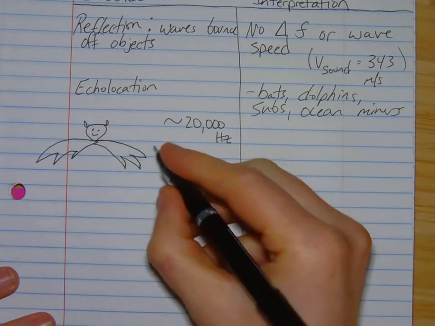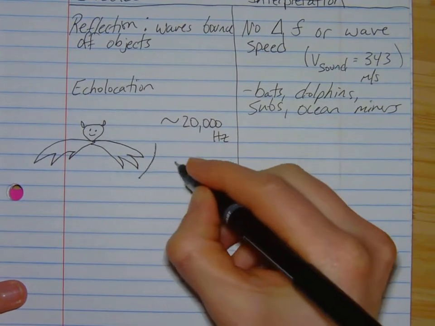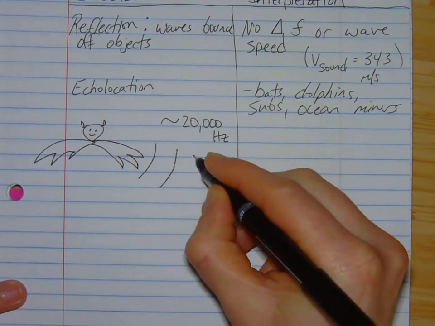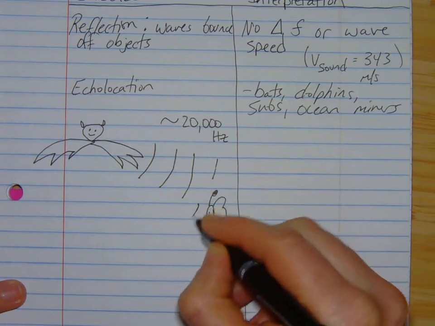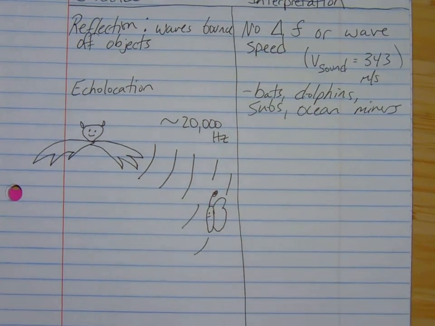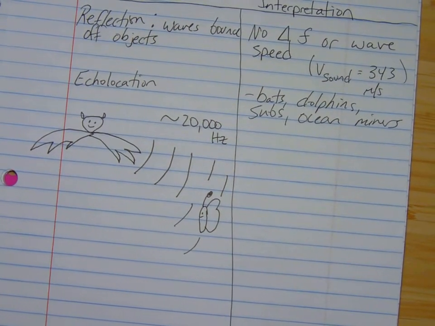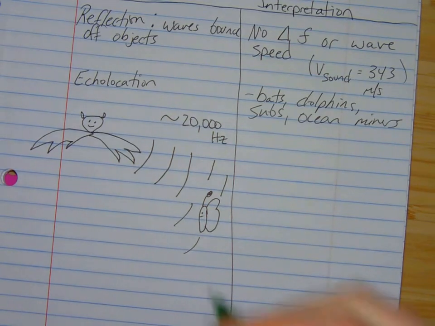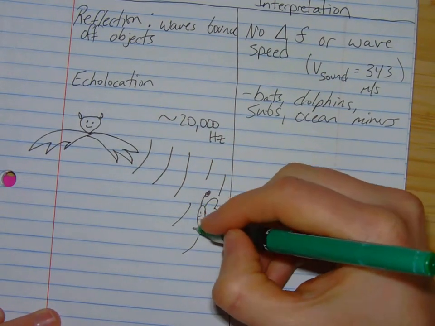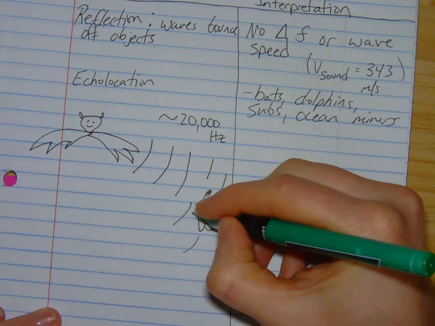And so what these bats do is they're going to emit these sound waves at a very specific frequency, and they are looking for them to hit an object. When they hit this object, some waves will bend around it, but a lot of them will bounce back. And when they bounce back, they're going to lose some energy.